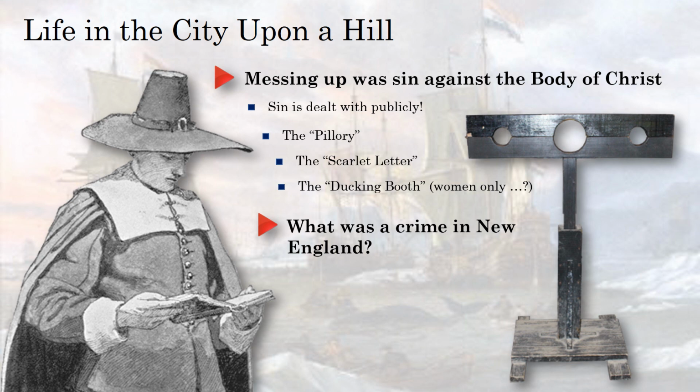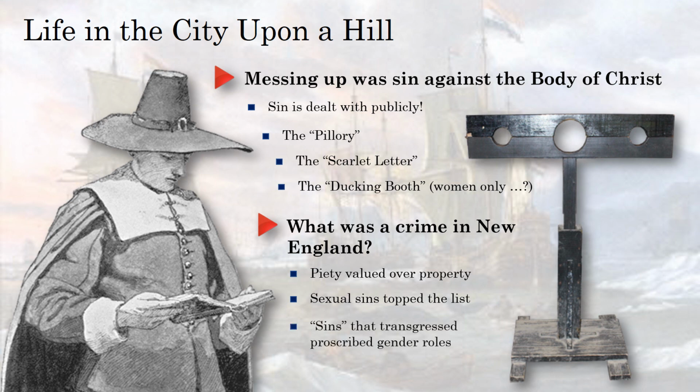And so, what was a crime? What could you get in trouble for in New England? Well, today we attach a lot of laws and punishments to property, right? Theft is a really big one to us. Well, the Puritans valued piety over property. They valued how you conducted yourself in public over how much wealth you had. And at the top of the list were sexual sins. You had to be absolutely faithful to your wife or to your husband if you were married. And if you were not married, then you were expected to be absolutely abstinent.